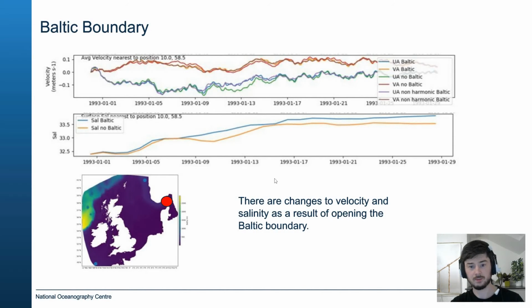How much difference does it make? So what we're looking at here is the UMV velocities for a test case of a 1 month run, where we have the Baltic boundary open and the Baltic boundary closed. And basically what we see is the difference between the red and the brown, and the difference between the blue and the green, that there is a difference in the velocities near the Baltic boundary, this example location. And also there's a bigger difference in the salinity for the cases of Baltic open and Baltic closed. So yes, it's worthwhile opening up that boundary.